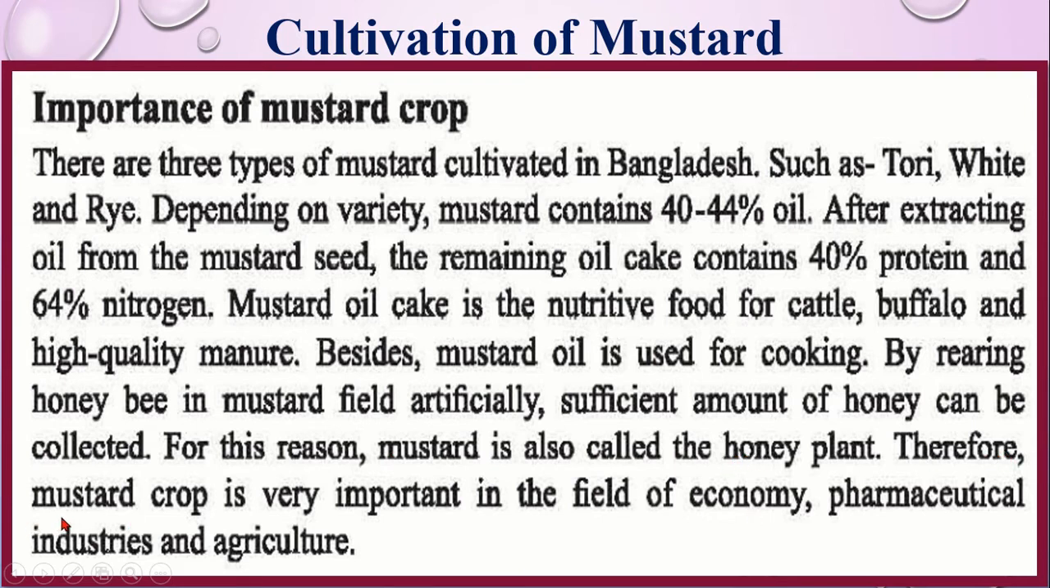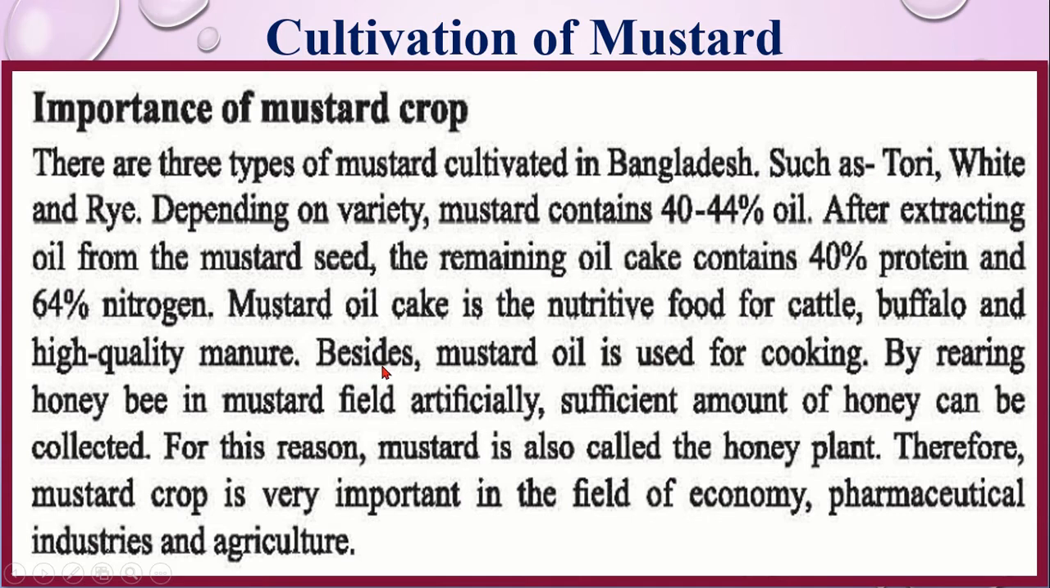Therefore, mustard crop is very important in the fields of economy, pharmaceutical industry and agriculture. So you can get lots of MCQ from this point, which is the importance of mustard crop. You can even get a 2 marks question, like explain the importance of mustard crops, or a 3 marks question as well. So here you see, 40 to 44% oil we can get from the mustard. Then we can get 40% protein and 64% nitrogen from mustard oil cake.